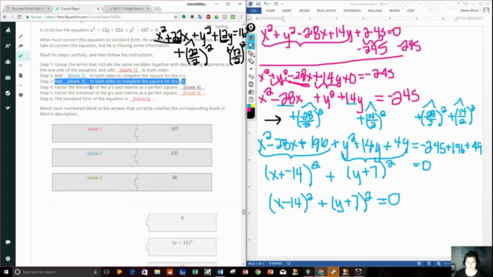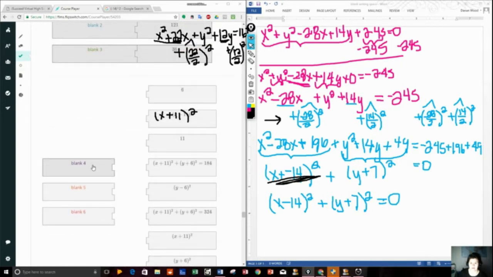Step 4, factor the trinomial of the x's and rewrite as a perfect square. Okay, so that's really messy, but it's wanting this step. So if you remember, it's always going to be an x plus whatever b halves is, whatever's inside those parentheses, and that would have been 11, and it would have been squared. Okay, so blank 4 is going to be x plus 11 squared, right there.